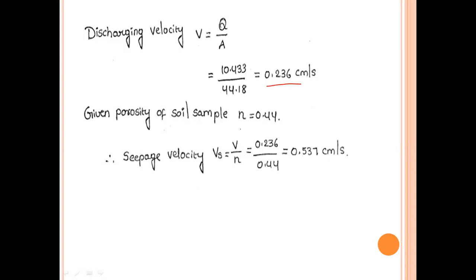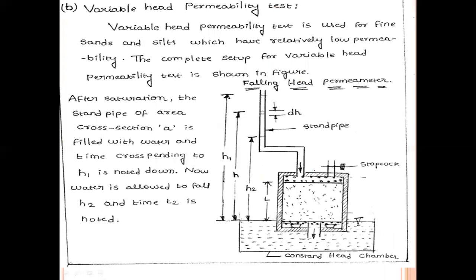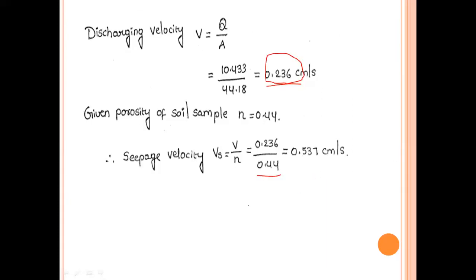Given the porosity of the soil sample n equals 0.44, the seepage velocity Vs equals V by n. That is 0.236 divided by the n value 0.44, which equals 0.537 centimeter per second. These are the results for the porosity of the sample.